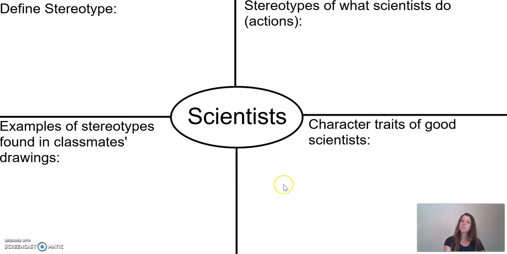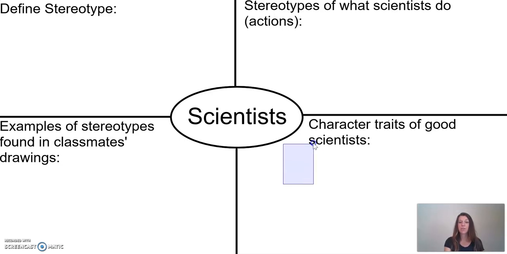And then in the last box, you're going to put down character traits that you think a good scientist has. You've learned about character traits for years now in your language arts classes. When you read books, you look at characters in a story, and you say, oh, that person's brave because they were out sleeping with lions in the wild, or they were scared because every little shadow made them jump or scream. You associate character traits with characters in a book. What character traits do you think a good scientist needs to have to be good at what they do?